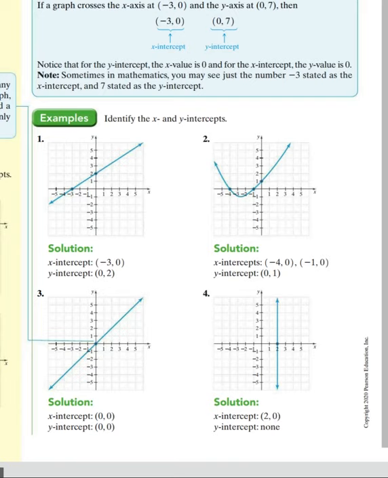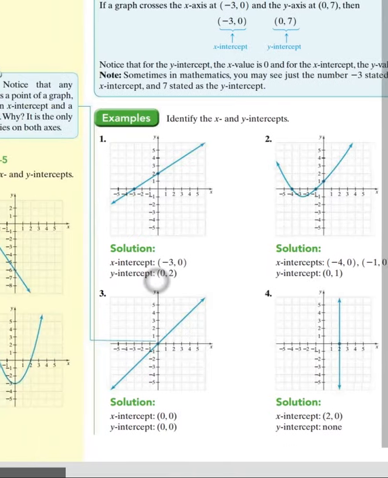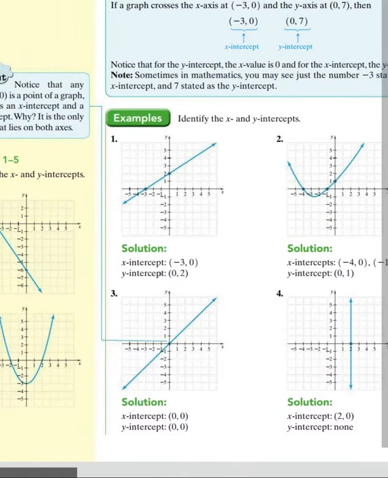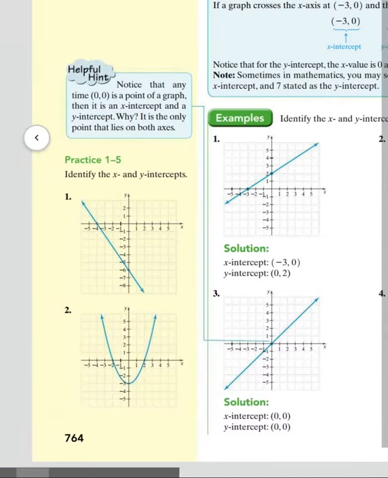And you might have graphs that don't have a y-intercept, an x-intercept, or maybe both. They might not have either. It just depends on what the graph is. For all of the graphs that we're working with in this class, all of our linear graphs, they're always going to have at least one intercept.